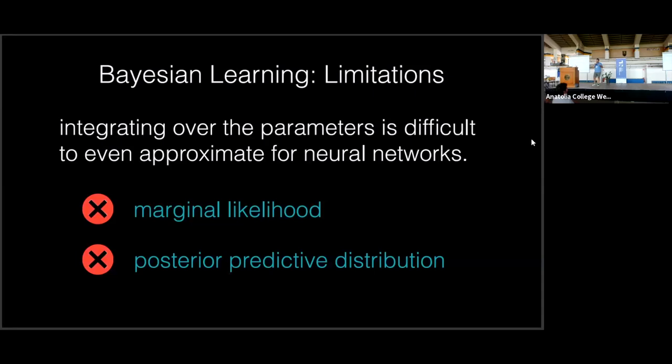But unfortunately, Bayesian learning has its own limitations, and they're mainly computational. Integrating over all these possible parameter settings is extremely difficult, even for simple models. And so it's difficult to even approximate these posterior distributions and posterior predictive distributions for neural networks, right? Evaluating the marginal likelihood is hard, and computing the posterior predictive distribution is hard.